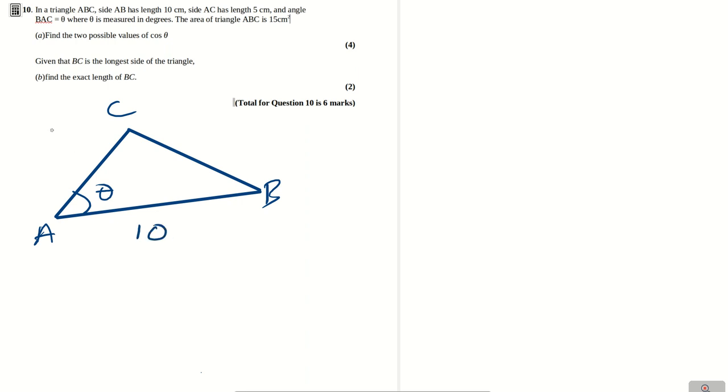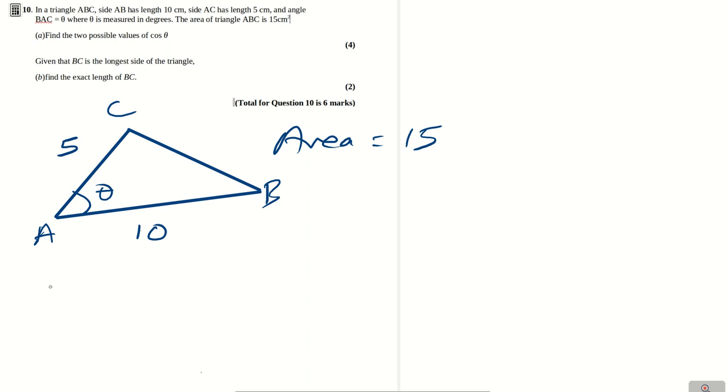Okay, so we've got a triangle that looks a bit like this, and they tell us that if we say that that's A, B, C, that's theta, AB is 10, AC is 5, and it also tells us the area is 15. Now, find two possible values of cos theta.